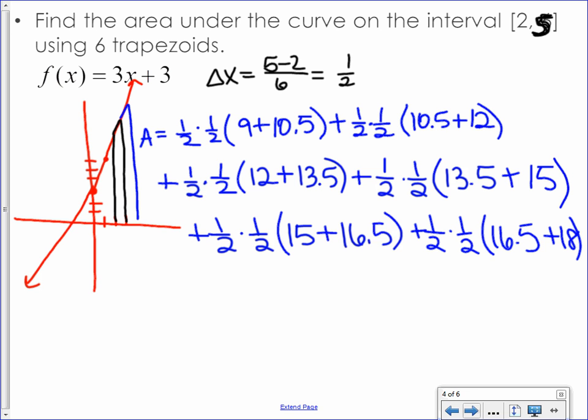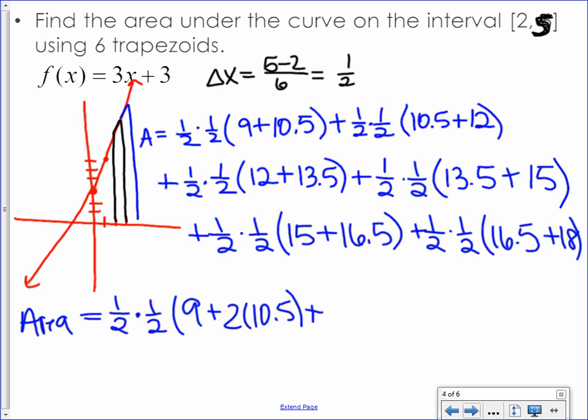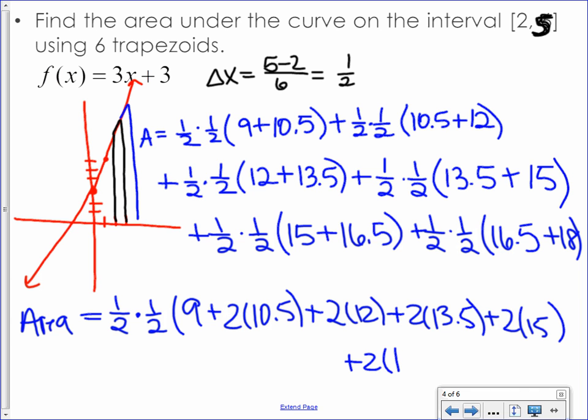Now, we don't want to do that every time. Okay? So, instead we're going to use our shortcut here. We have 1/2 times our height times the first base plus 2 of the next base plus 2 of the next base plus 2 of the next base plus 2 of the next base, and then plus only 1 of our very last base.